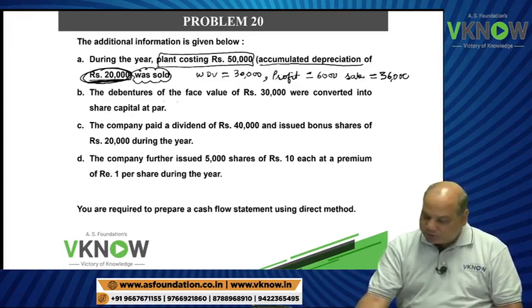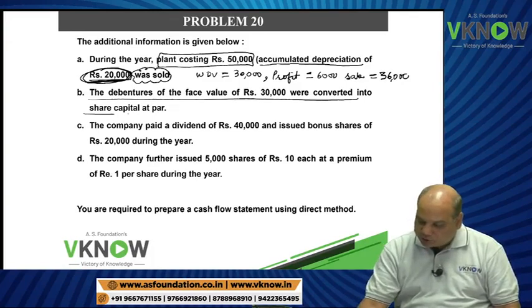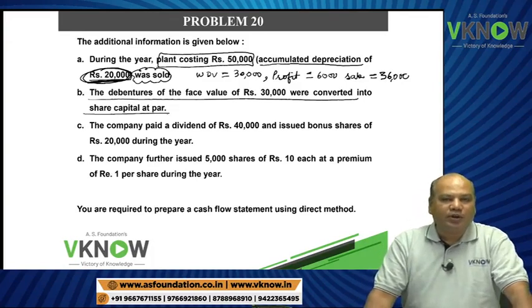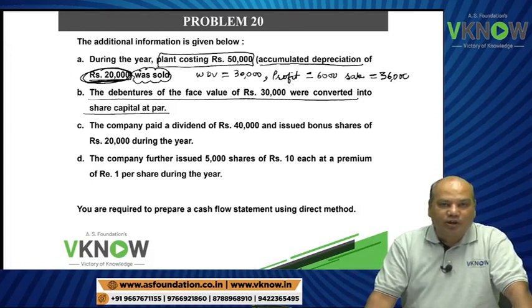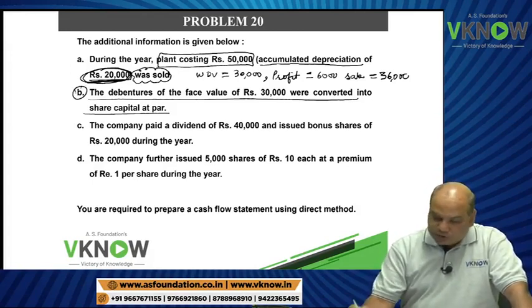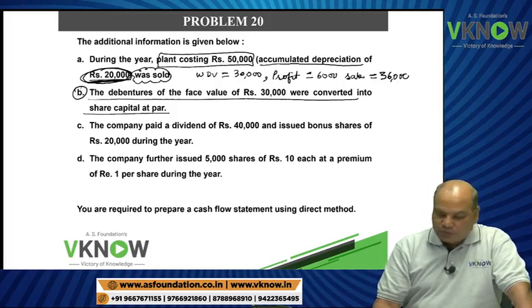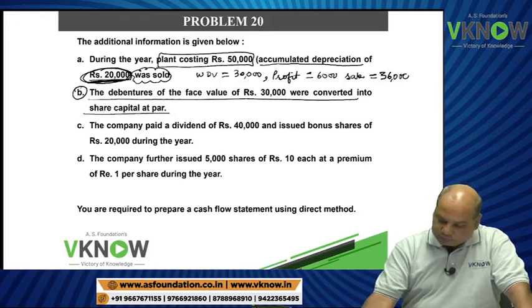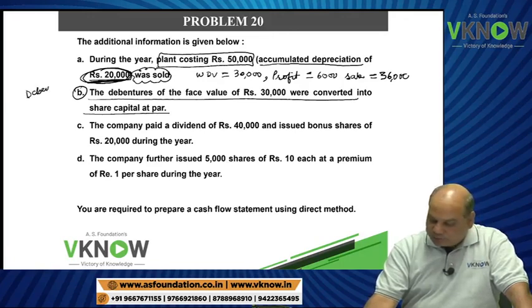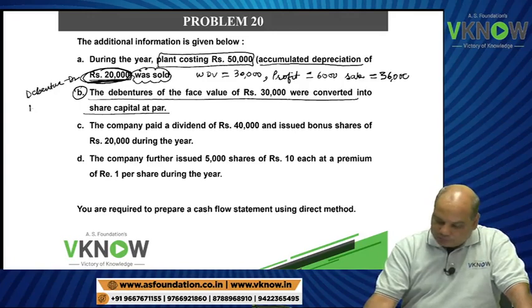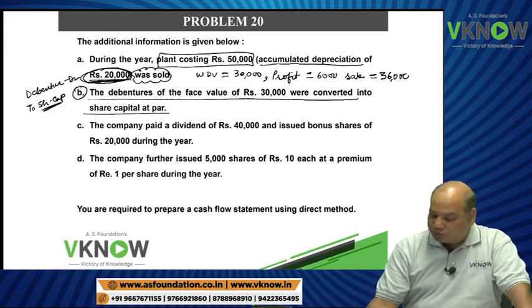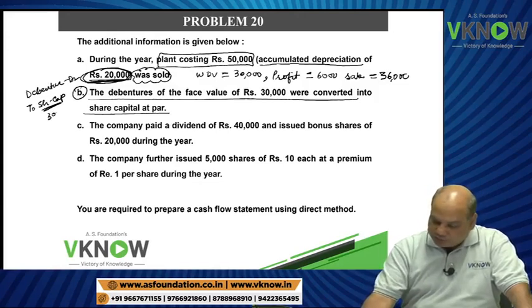The debentures of the face value of 30,000 were converted into share capital at par. Tell me the journal entry for point number B. The journal entry would be debenture account debit to share capital 30,000.